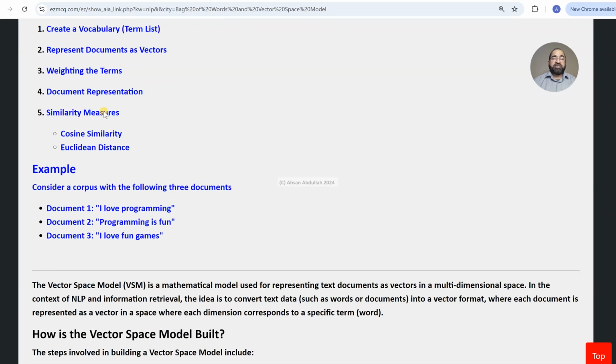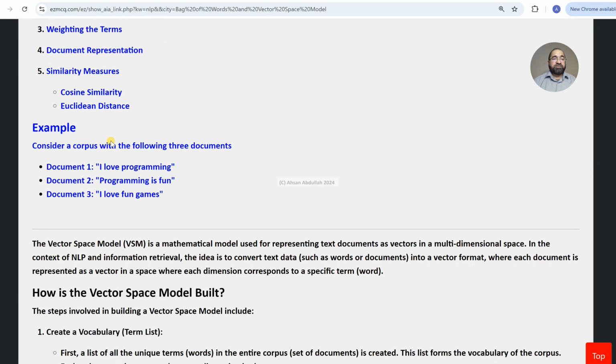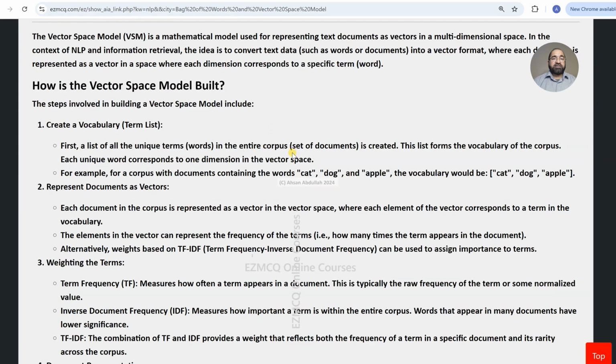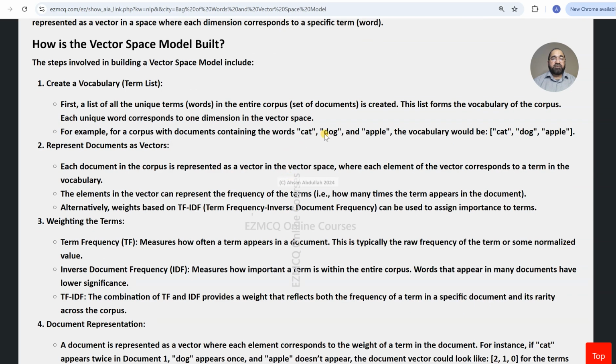So then there are the similarity measures. As a matter of fact, I've only mentioned two, but there are many more, Jaccard coefficient also. What those similarity measures do is that we have these term vectors, using those term vectors and identifying which documents are similar to which documents. So an example is, say we have a corpus which we discussed. So I love programming, and you can read it. So we create this vector space, for example, and the corpus may contain cat, dog, and apple, and whatever.